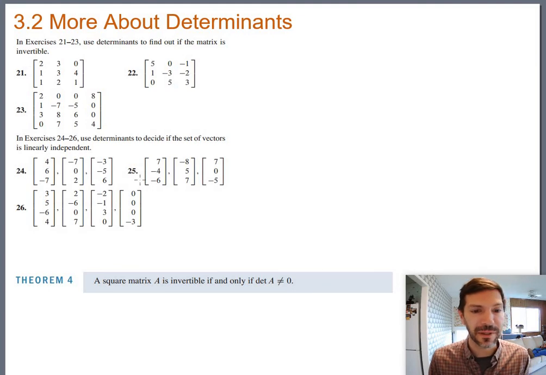And 25, 26, and 24, they're asking you to find if the set of vectors are linearly independent, which we know from Theorem 8 is the same thing as being invertible. So really they're just asking the same question in a slightly different way. Okay, so I think that gives you an idea of all of 1 through 26.